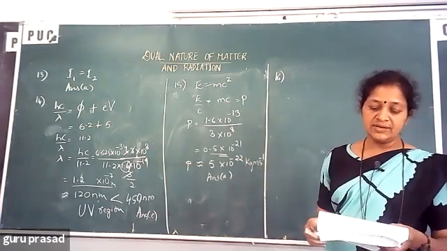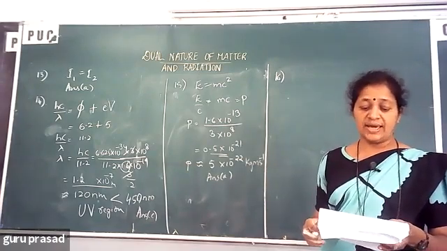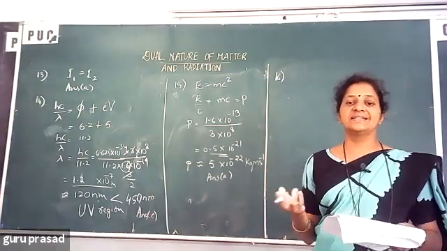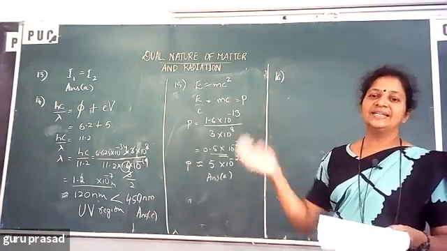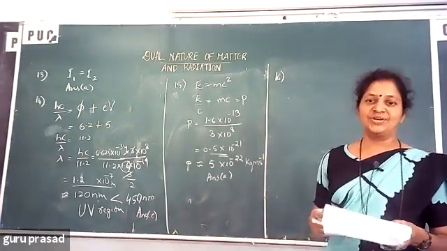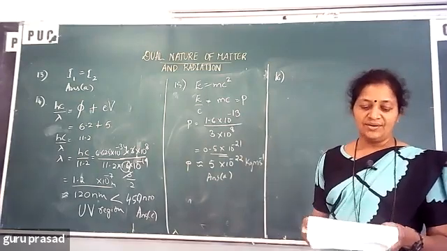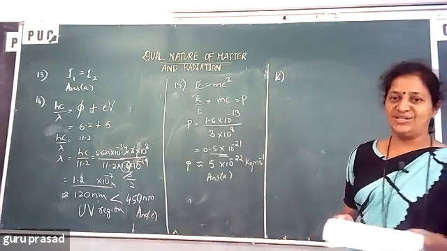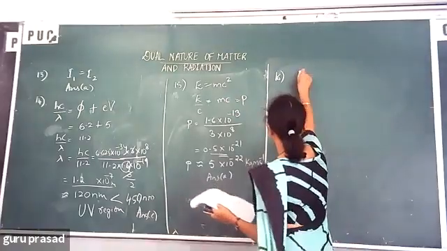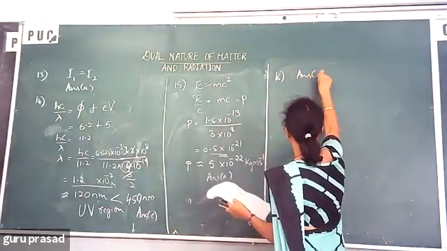E is equal to minus RHC square by n square. Actually, it is minus RHC by n square. You know, that is in the atom concept, Bohr's concept. Okay, it is E is equal to h nu. That's all. So 16th answer is A.